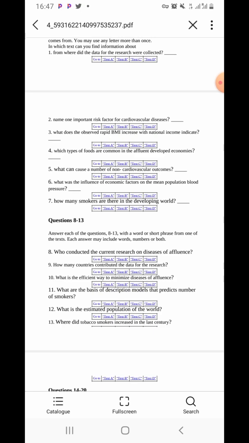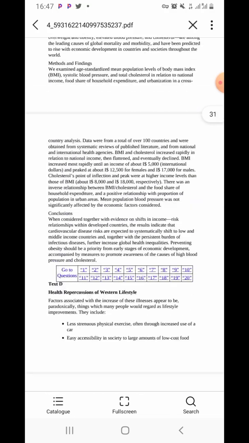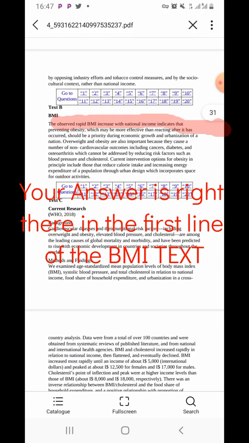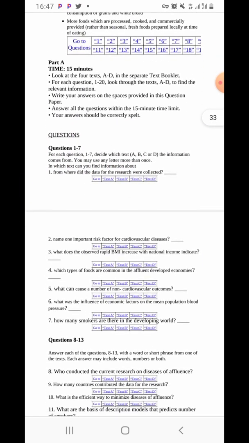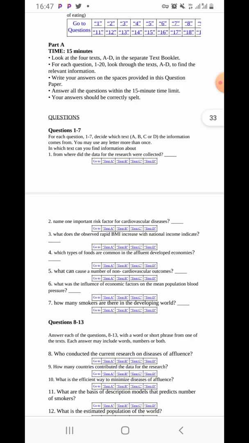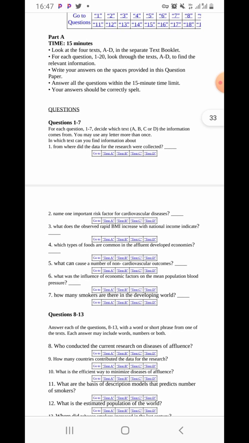Here it is talking about BMI, body mass index. All you need to do is come back to the text, look at where we talked about BMI, and that's text B. You just put B there. You didn't even need to spend up to 20 seconds answering this one. Then go to number 4: what types of food are common in the affluent developed economies?